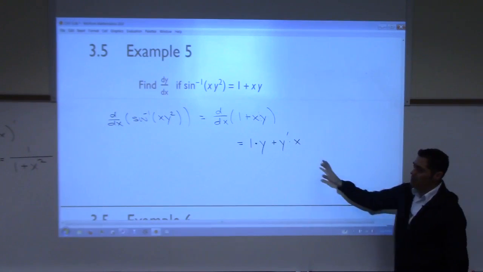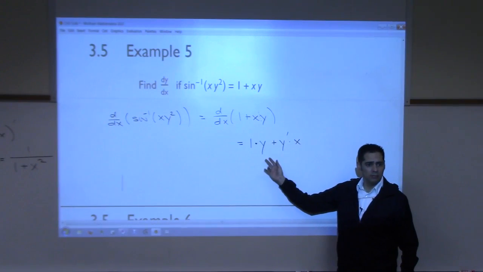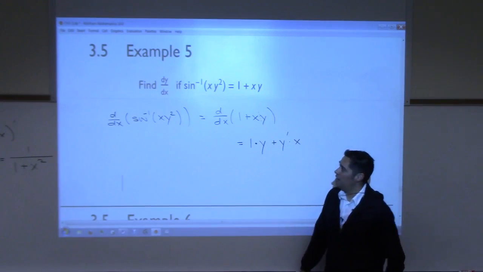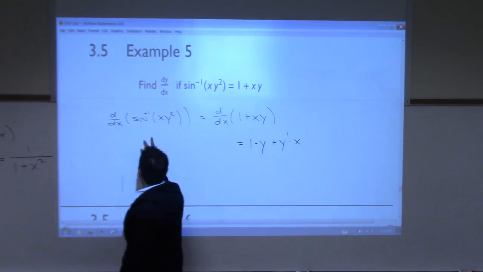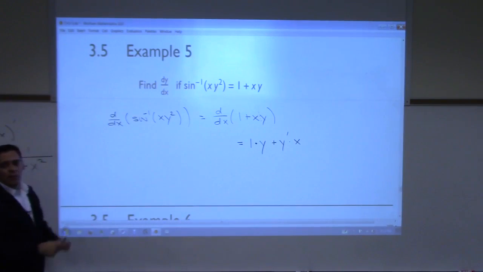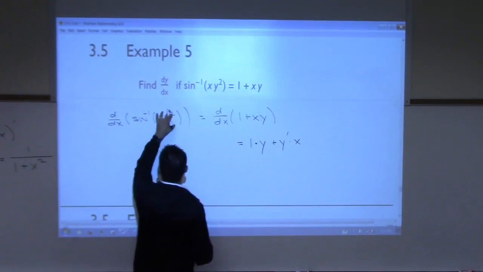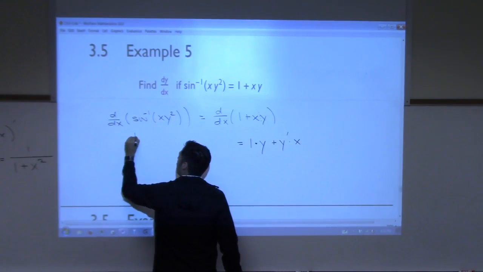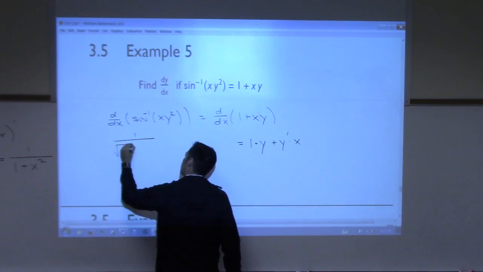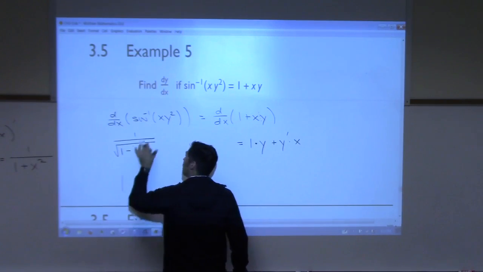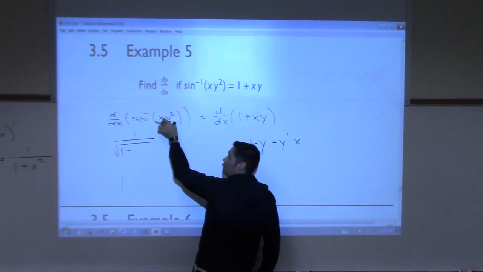All right, so right side was pretty clean. Any questions here? Good? Okay, left side. Uh-oh. Well, I have chain rule. I have an outer function of arcsine. So what is the derivative of arcsine of this right here? 1 over square root 1 minus this thing, right? Squared?